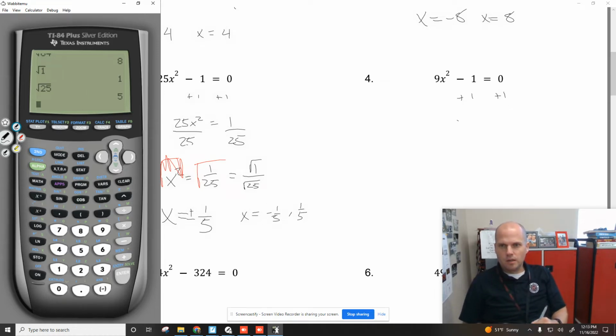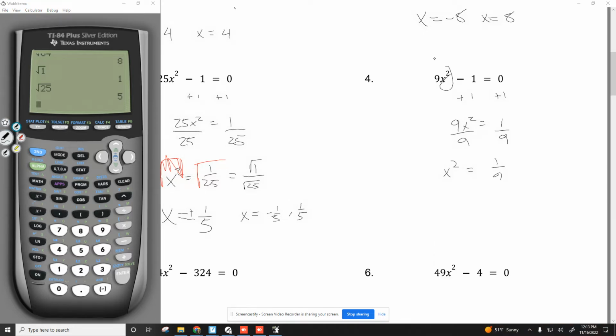Same thing here. Just like we're solving an equation, get rid of the stuff that's being added first before we get rid of the stuff being multiplied and divided. Getting x squared by itself. Isolate that x squared. We're solving for x squared.